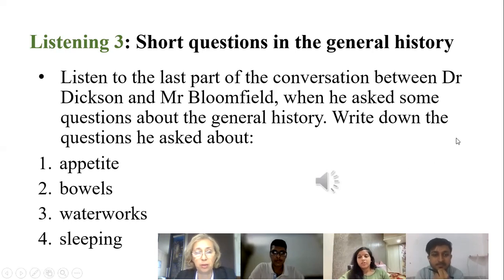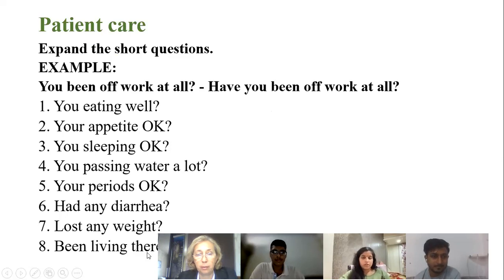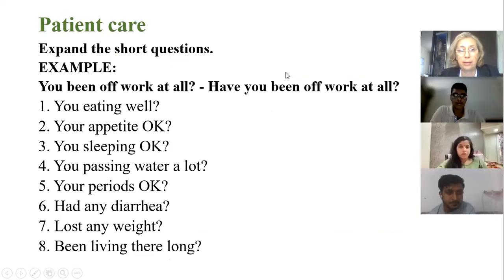In the conversation, of course, we do not need to use all these long verb forms. Use the correct forms of the verbs, because when the doctor starts asking questions, he asks, is your appetite okay? So this is the correct form of the question, and then he follows the same pattern, and he doesn't need to use any auxiliaries in the next questions. Listening 3. The same is here. Let us have a look at the questions and expand them, make them longer.